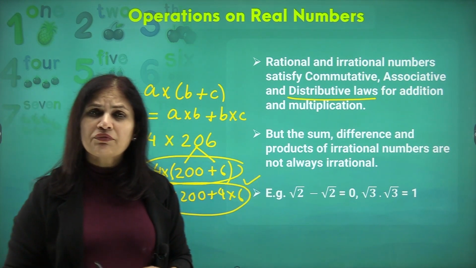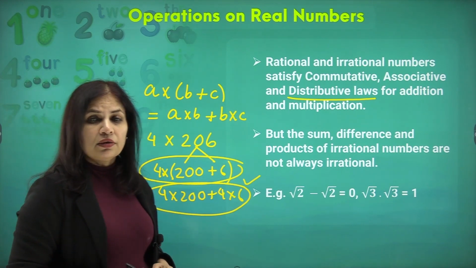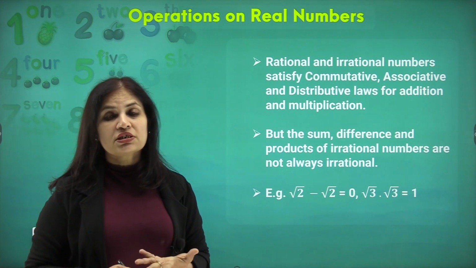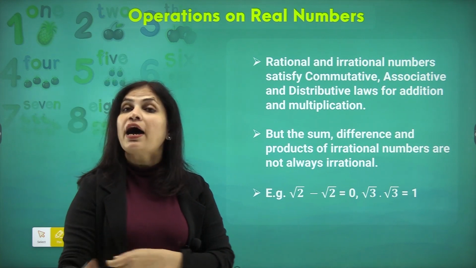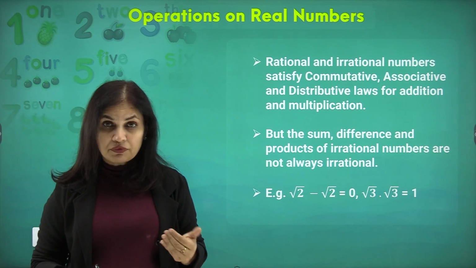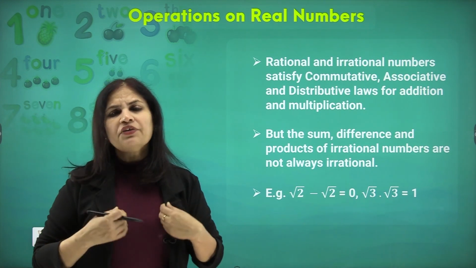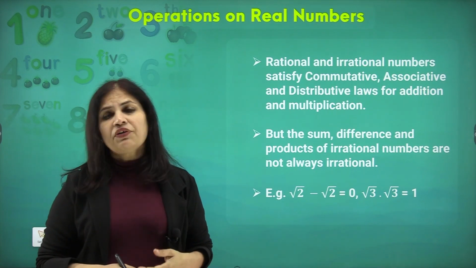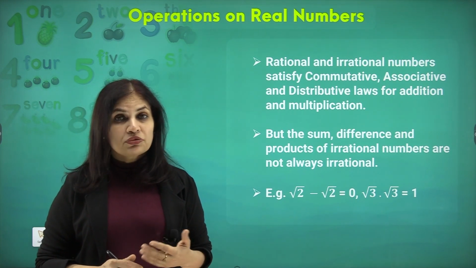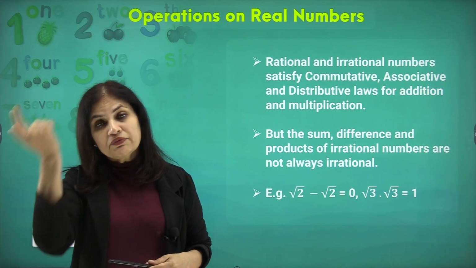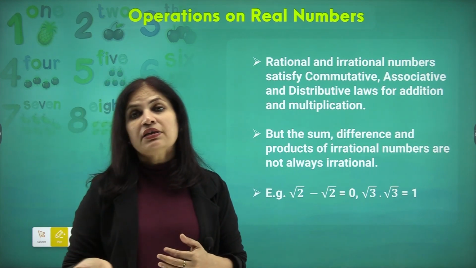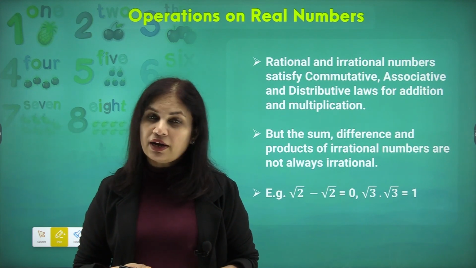So that was a recap part which we have already done in our previous classes. Rational and irrational numbers both satisfy commutative, associative and distributive laws for addition and multiplication only. But the sum, difference and product of rational numbers, we know, result in a rational number only. If I add two rational numbers, I'll get a rational number. If I multiply two rational numbers, I'll get a rational number. If I divide two rational numbers, I'll get a rational number. If I subtract two rational numbers, the difference will also be within the domain of rational numbers. It may come out to be negative. If I subtract 4 minus 3, I get positive 1, and 3 minus 4 gives negative 1. But both positive 1 and negative 1 are rational.